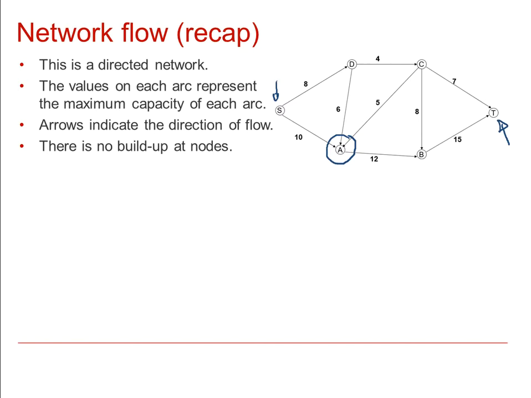On this diagram, of course, these are capacities, so what we have at A is the potential of 10, 6 and 5 flowing into A, but only the capacity to take 12 away.